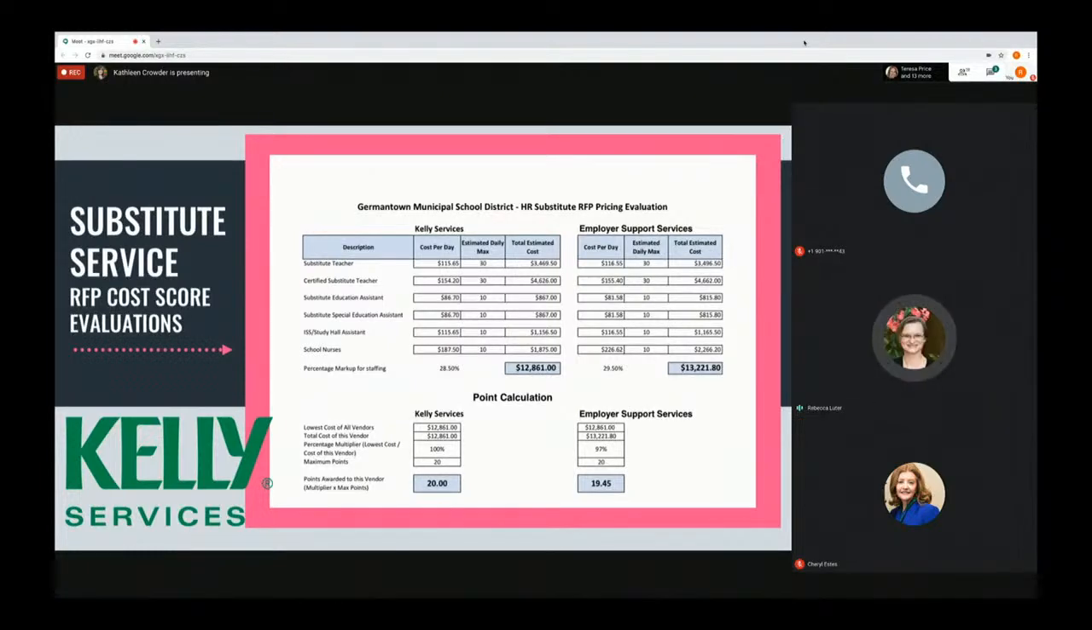And for my clarification, Ms. Stratton, that mentor will be an employee of Kelly Services. Correct. They'll be an employee of Kelly Services and they'll be specifically assigned to GMSD. Thank you. And Ms. Oaf, do you have any questions? No, mine have all been answered. Thank you.